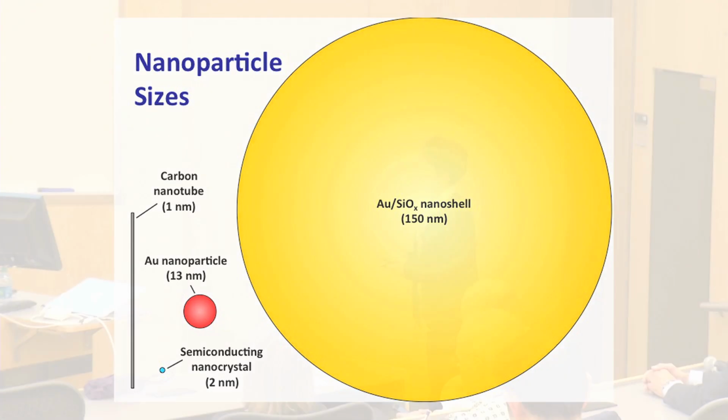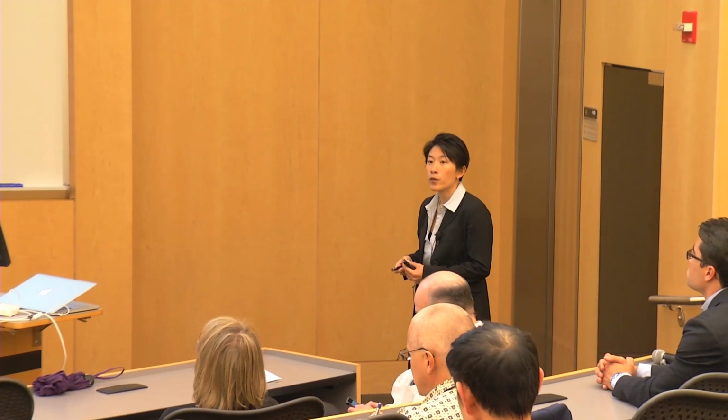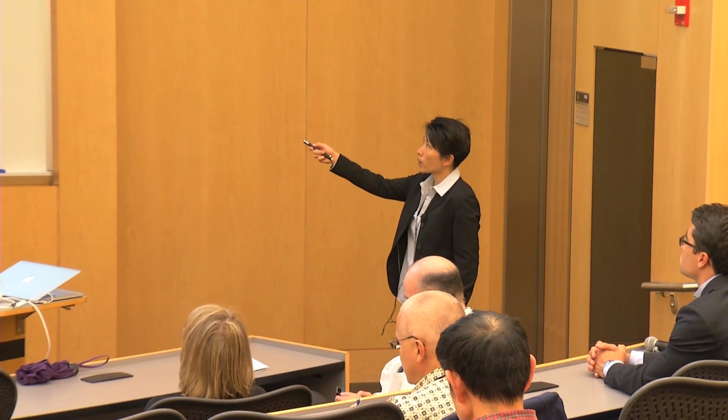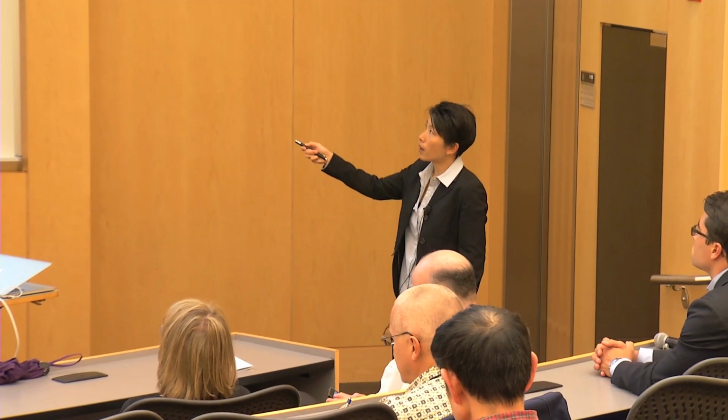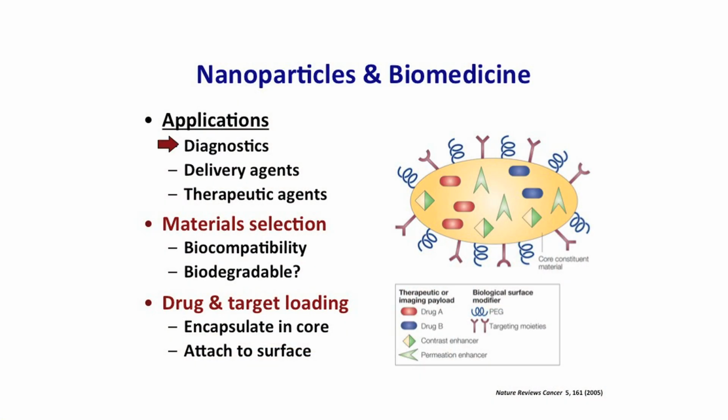So the questions, as we're trying to design new materials for biomedical applications, are what types of materials should we use? They obviously need to be biocompatible, but do they also need to be biodegradable? Does that matter or not? Or can they be cleared from the system?